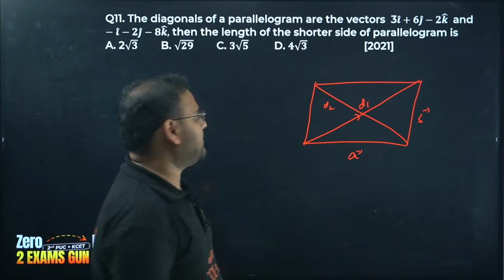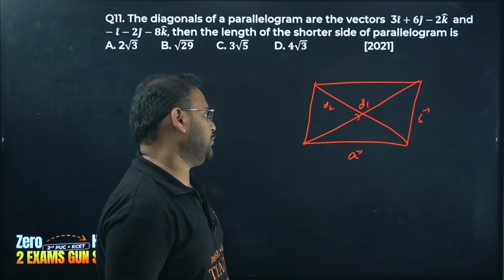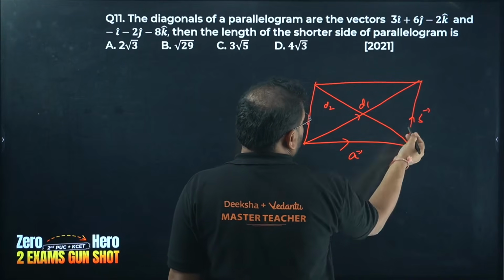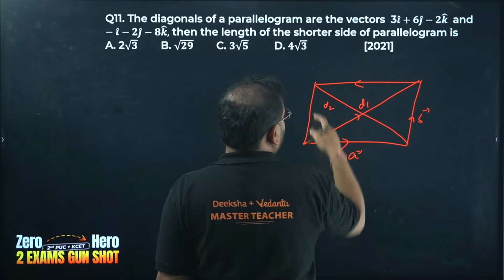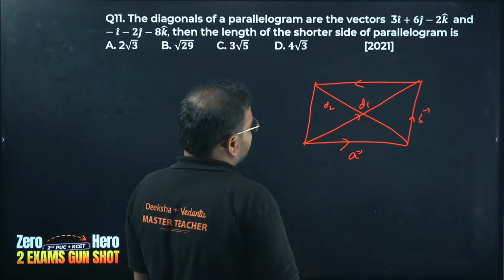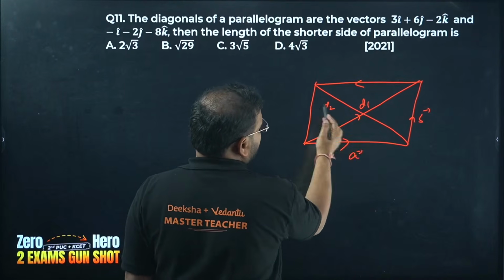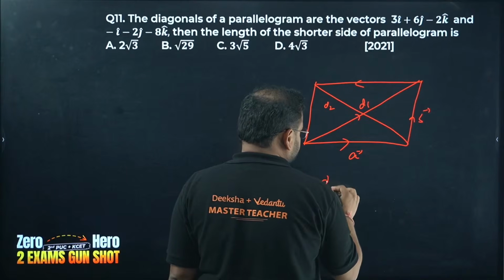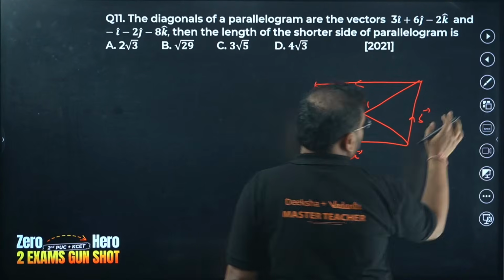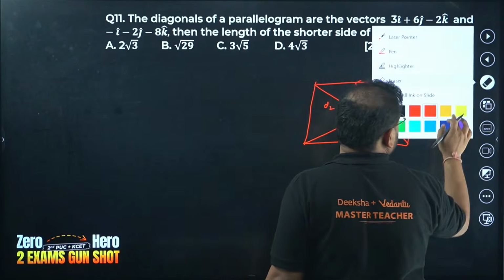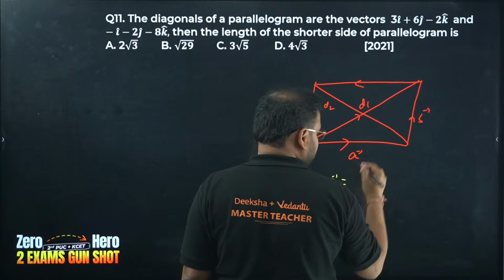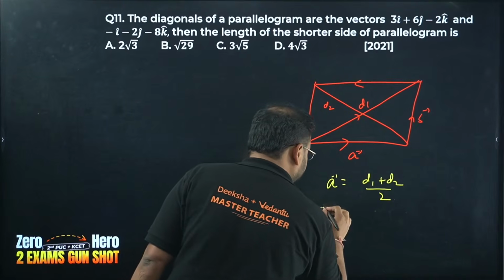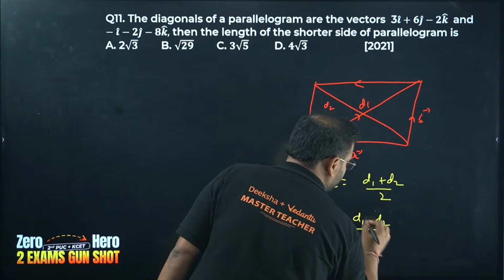So what is A plus B? If you go, A plus B will be your D1, and in the same way you can write A minus B as D2. Correct, no? Of course we can take it based upon understanding, but the basic idea is that the sides are given in terms of the diagonals: one of the sides is D1 plus D2 by 2, and the other one will be D1 minus D2 by 2. Again, they are both in vector form.